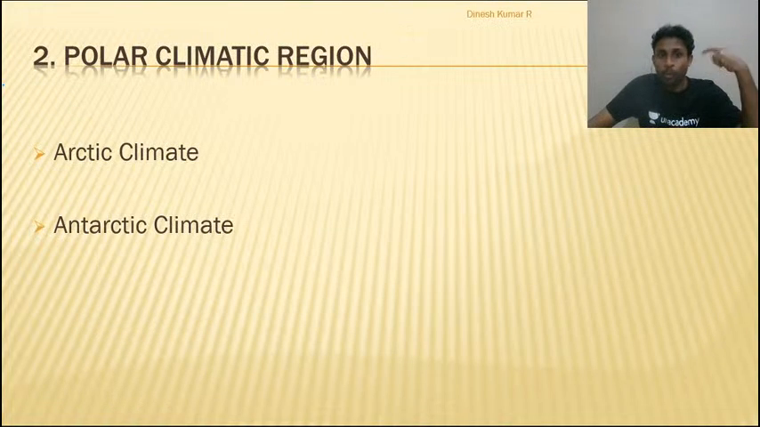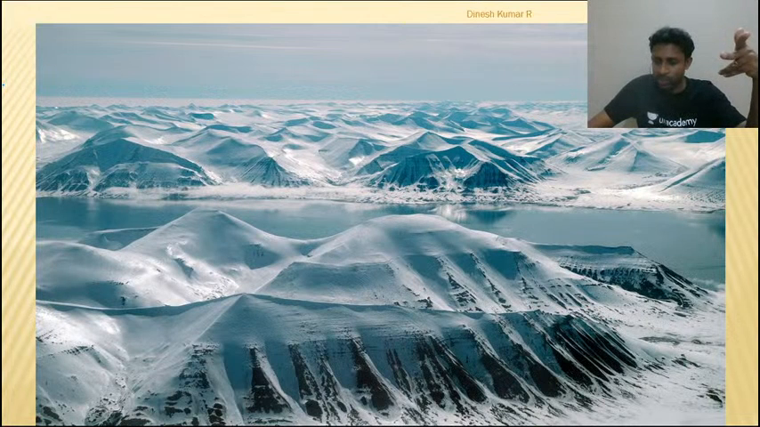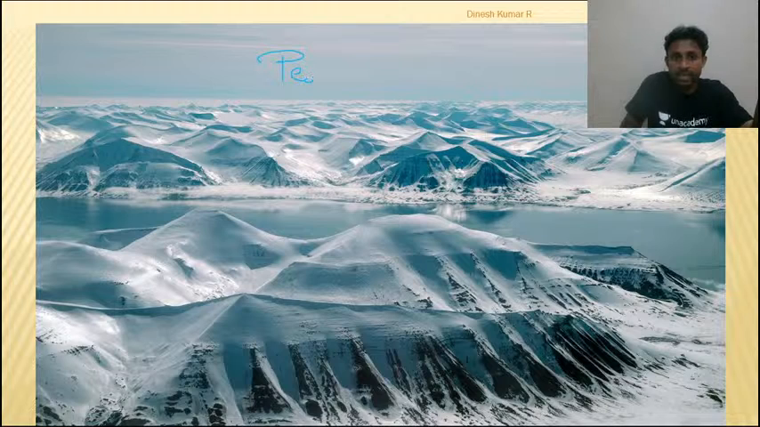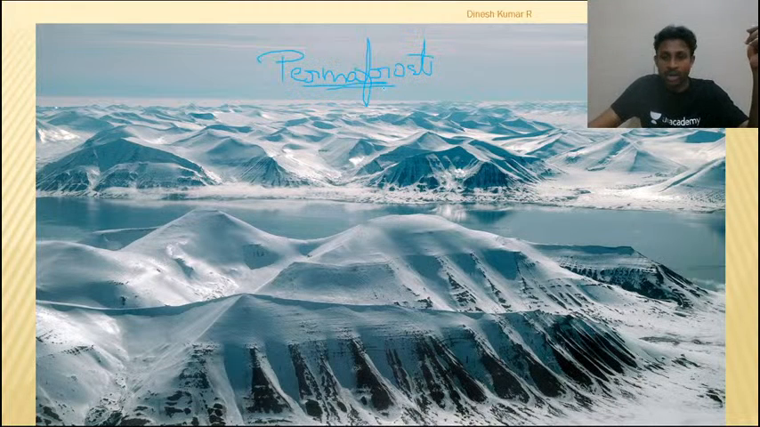Next, I am talking about polar region, that is Arctic pole and Antarctic pole. We clearly know that this is near the pole, no sunlight, excessive cold, so permanently glacial covered area. They are sometimes referred to as the permafrost region, that is, permanently frozen region. So this is about my polar region.